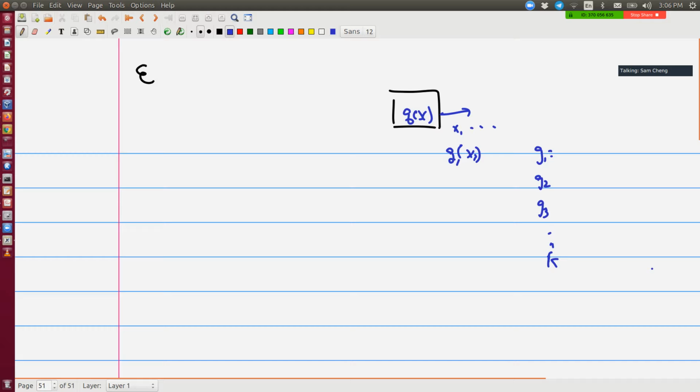Let's say the average of all these G's over all this X is bigger than some alpha_k. That is our function. So we want to say that the empirical mean of G1 up to Gk is bigger than or equal to some alpha_k.